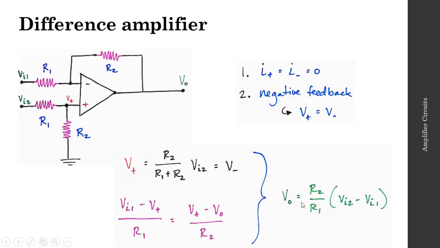If I substitute in this expression for V plus, I'll end up with the following description of V out. V out will be equal to R2 over R1 times the quantity VI2 minus VI1. So what I end up with is the difference of my two inputs, hence the term difference amplifier. I have the difference of my two inputs, VI2 minus VI1, times some gain, R2 over R1. Now, I want to be very clear that this gain, R2 over R1, is separate and distinct from the internal open loop gain, AV, the gain of the op-amp itself. This R2 over R1 is the gain for the entire circuit, looking from my two inputs, VI1, VI2, to my output, VO.